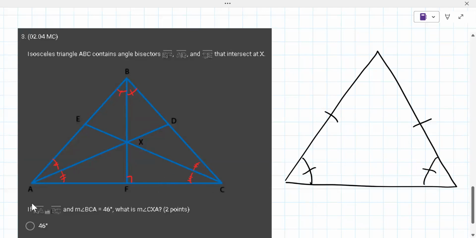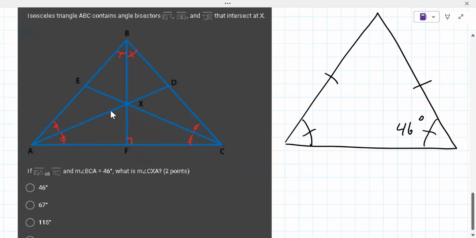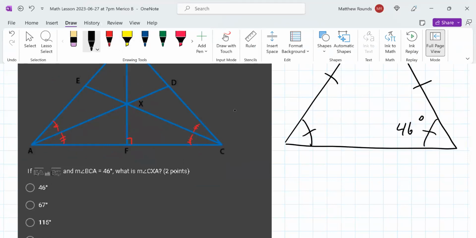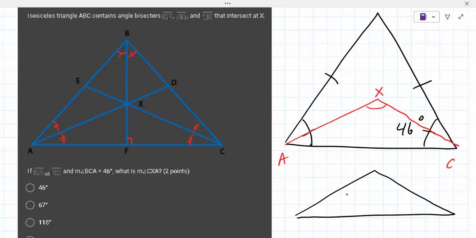And they're telling you that BCA, this one on the right here, is 46 degrees. What is the measure of angle CXA? We're trying to figure out this one right in the middle. Let me draw it here. So it's asking about this angle right here. Since this is a bisector, we know that it's 23 degrees. This little one is 23 degrees and this is 23 degrees.